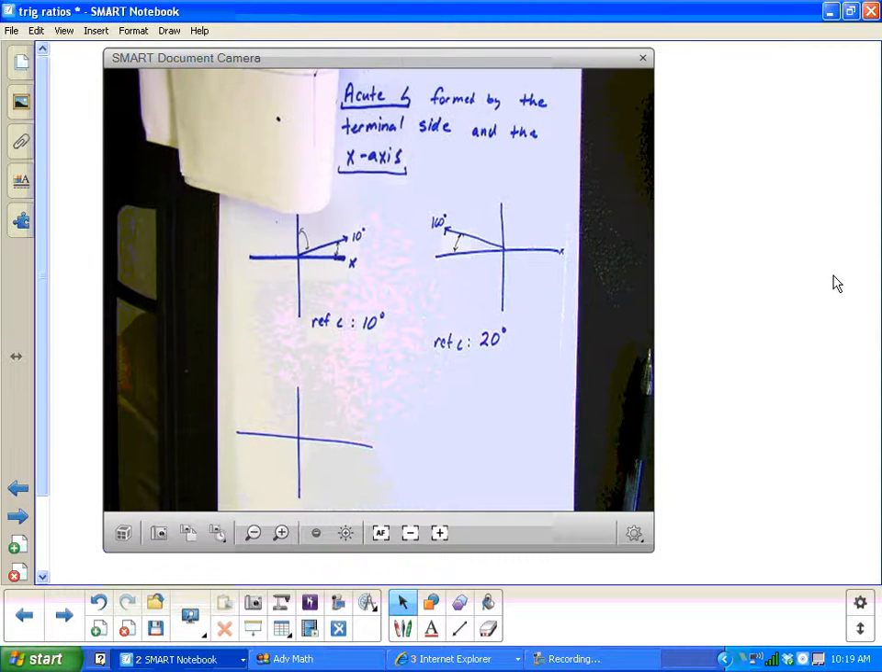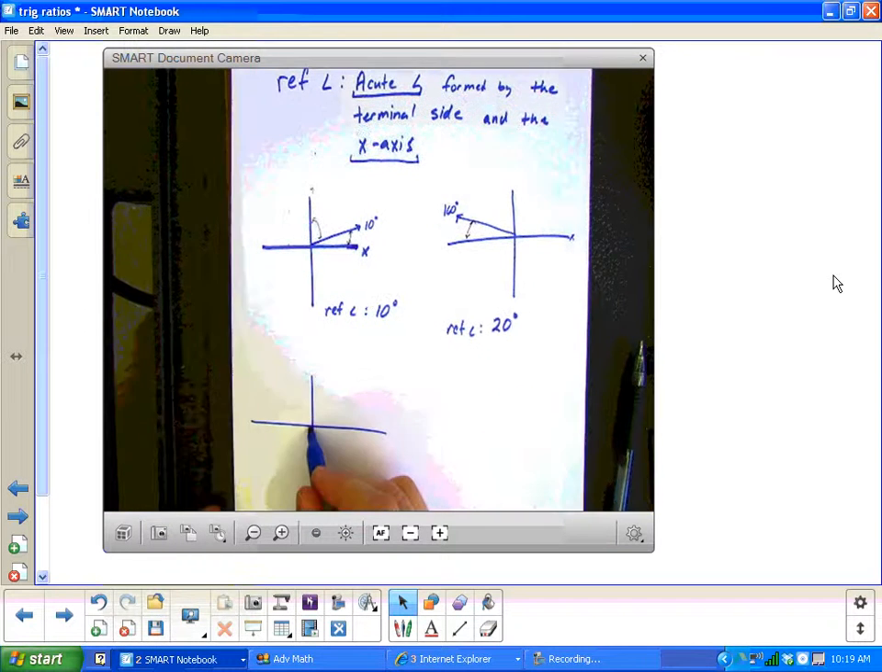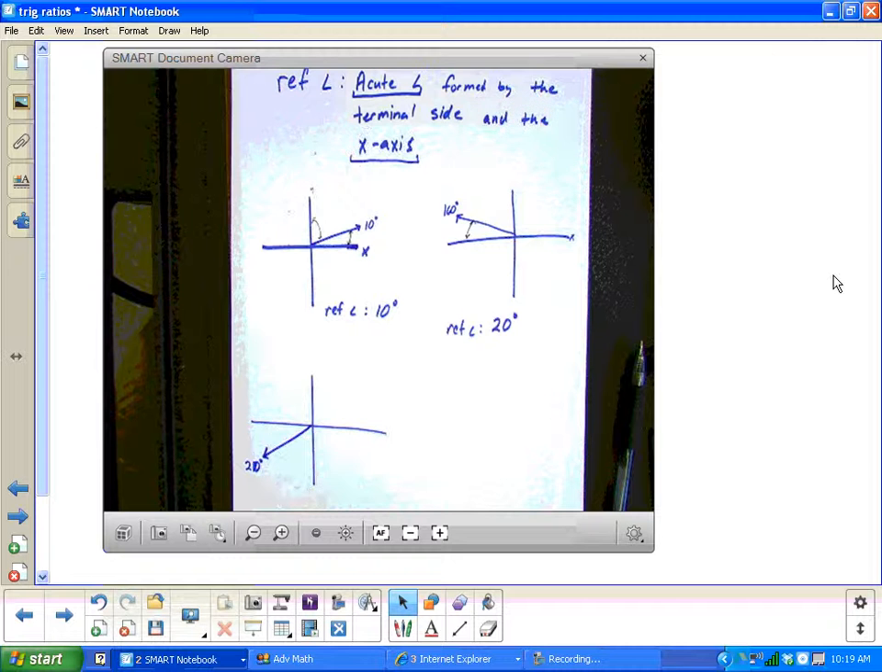210. That'll work. Oh, let's just do 200. How about 230? All right. So 210 degrees.